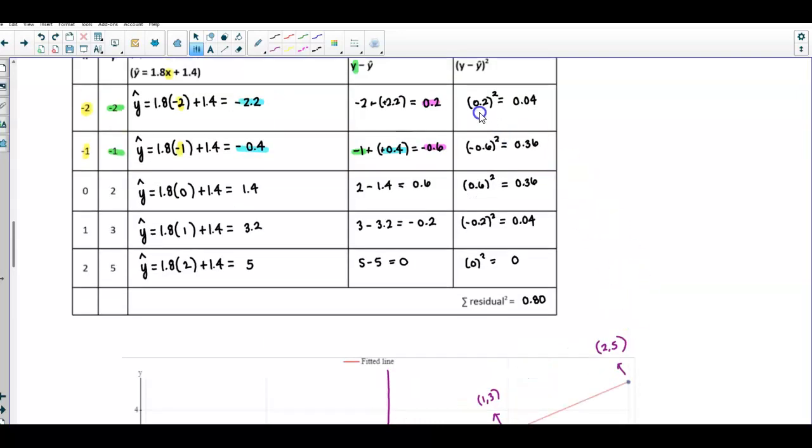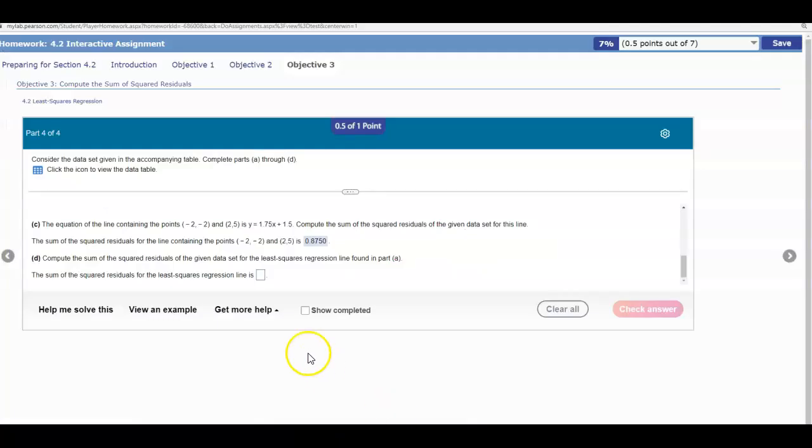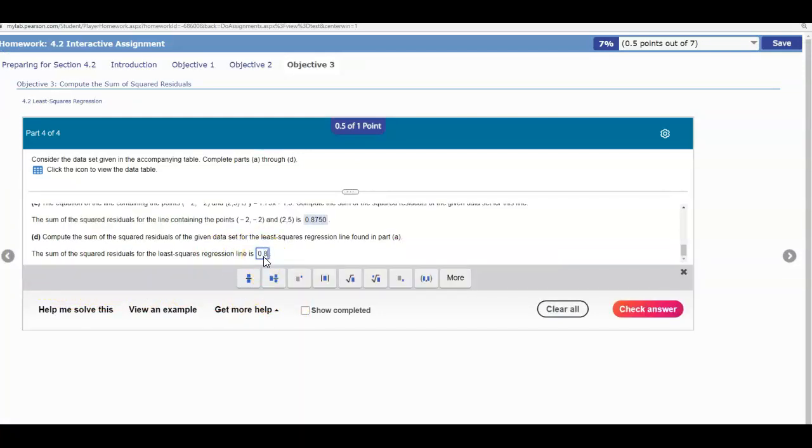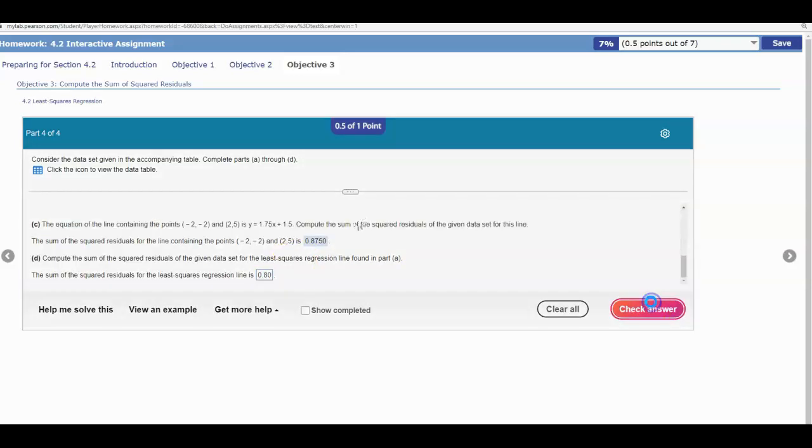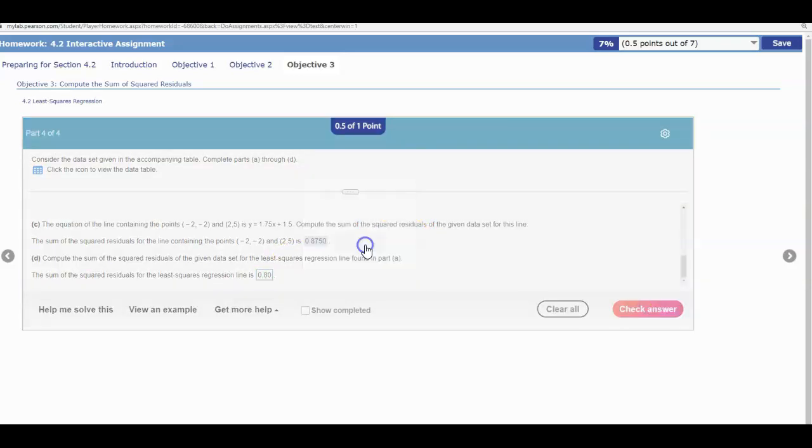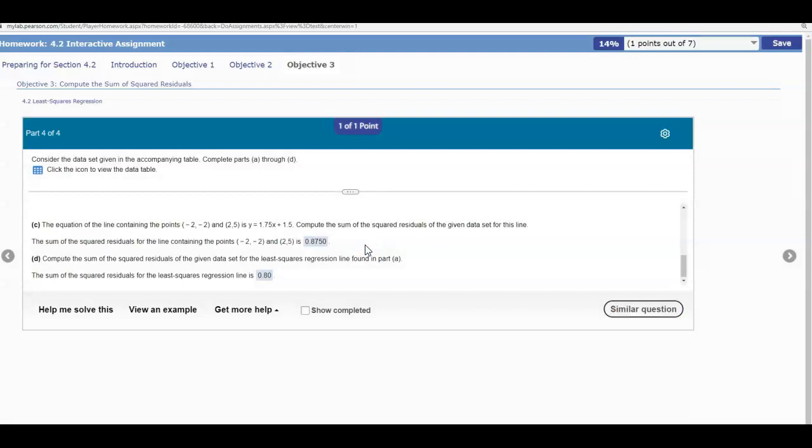Okay, and then what we're going to do is take each residual that we have, and then square that value. So we get 0.04, 0.36, 0.36, 0.04, and 0. And when we add up all those values, we get 0.80. So let's go ahead and put that answer in here. So the sum of the squared residuals is 0.80. And then let's check our answer. Okay. All right, so there's our result. And that concludes this question.